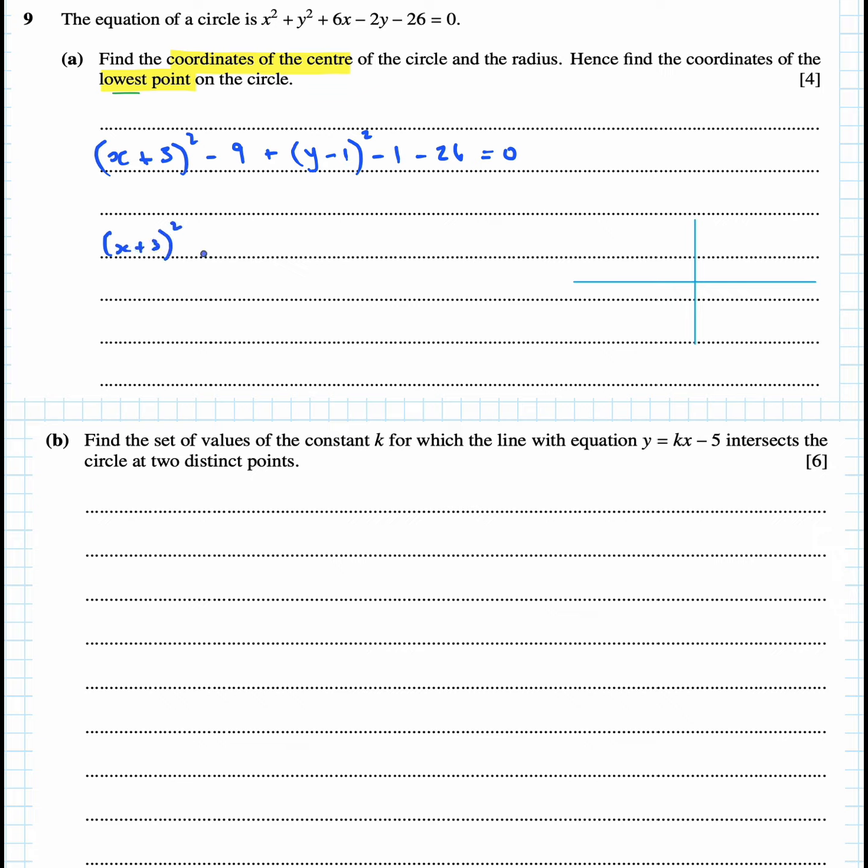So we have minus 3 and plus 1 are the coordinates for the center. And put your constants together and you get 36. A nice round value of 6. So 6 squared. 6 is our radius.